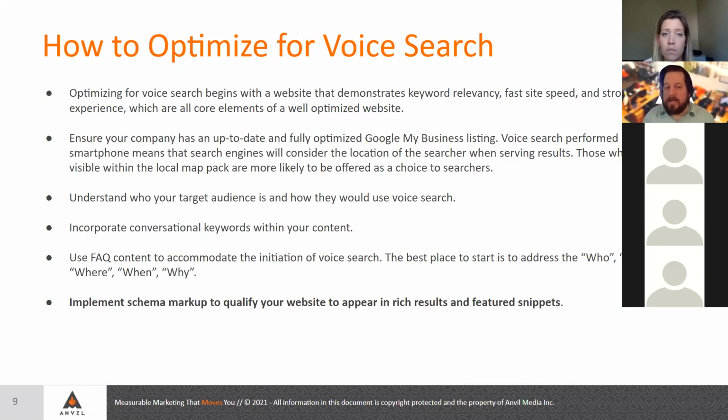Ensuring your company has an up-to-date and fully optimized Google My Business listing. Google My Business is the first place that Google looks for information on a local business. And voice search using a smartphone means that those search engines can track where you are. Using your location services on your phone, they know where you are. So those businesses that are visible within the local map pack are more likely to be offered as choices for search.